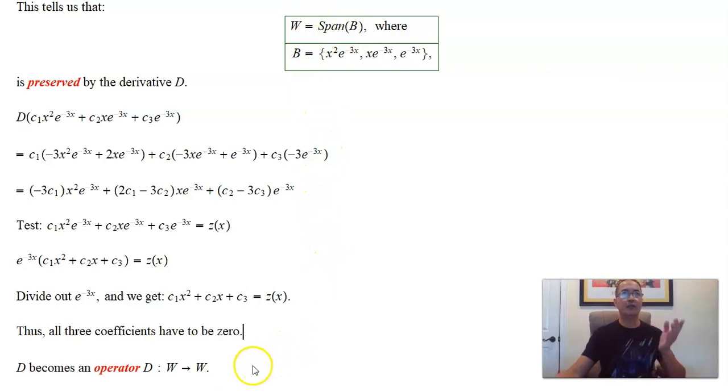Okay, and we have succeeded in showing that D becomes not just a transformation, but now an operator from W, this span, back to W. Okay, but of course, the original linear combination and the final linear combination, which is here, are not the same linear combination. It changes the function.